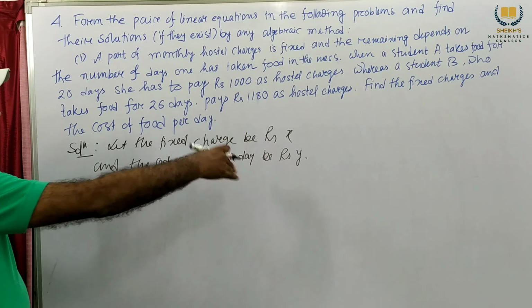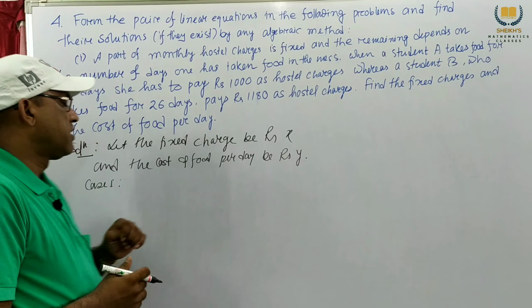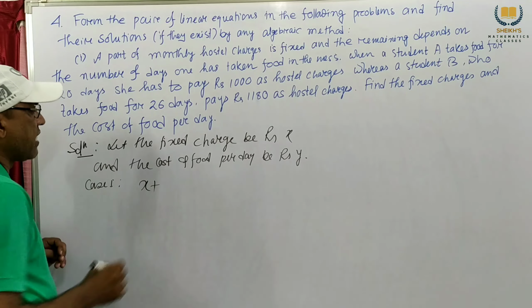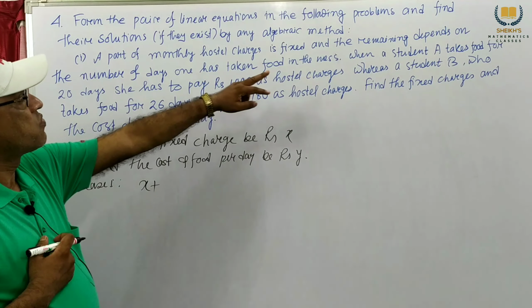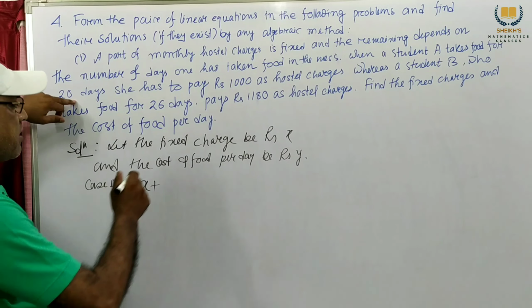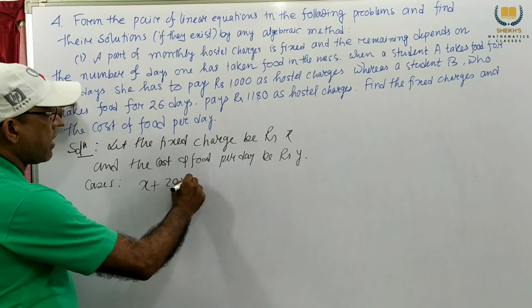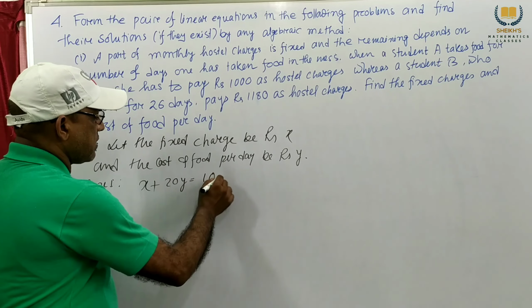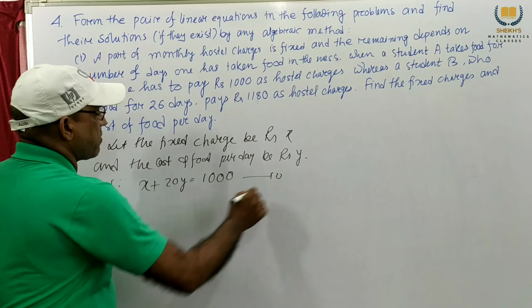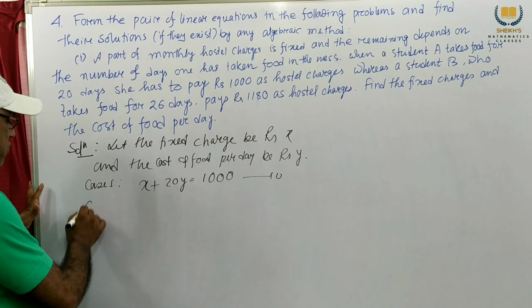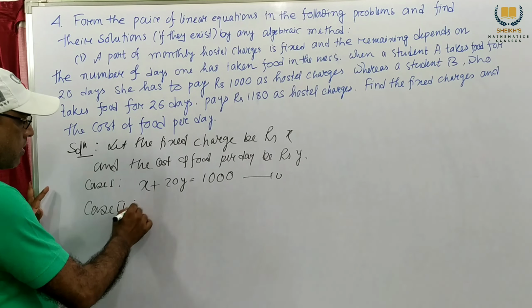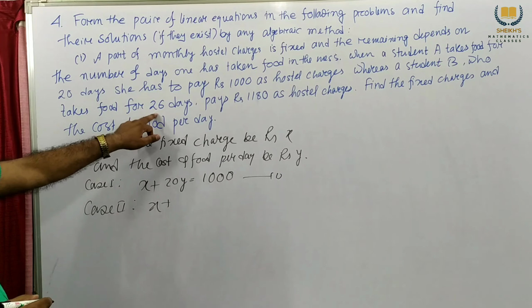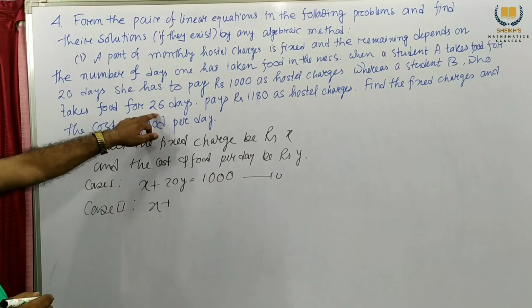X is fixed, whether you have taken meal or not. So case 1: X plus, a student takes 20 days, that means 20 into Y, and she pays rupees 1000. This is number 1. Again case 2: X plus how many days? 26 days, 26Y equal to 1180. This is number 2 we get.